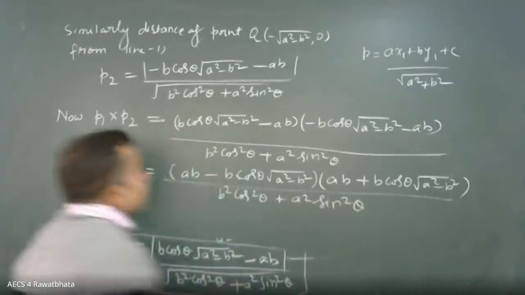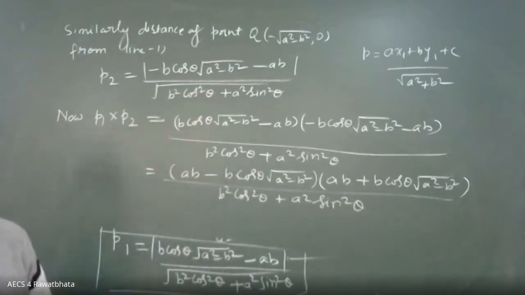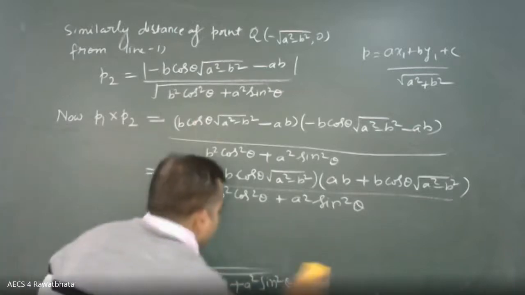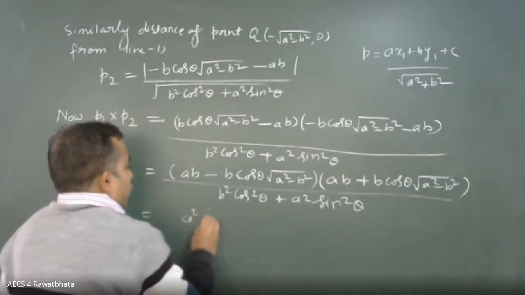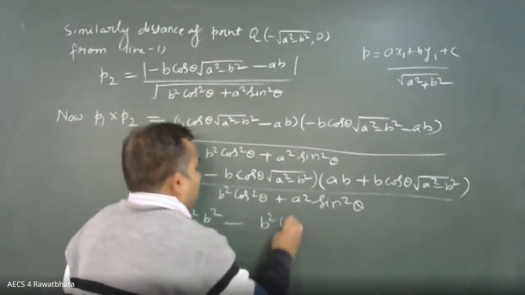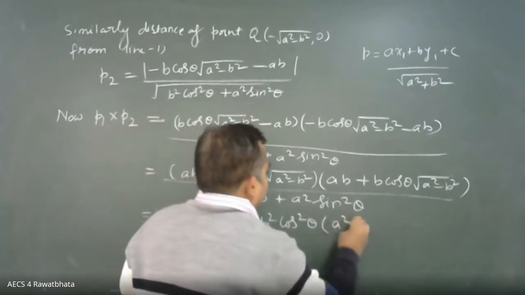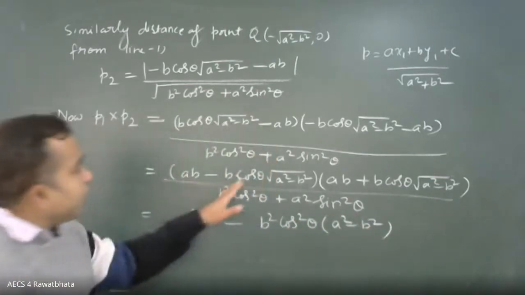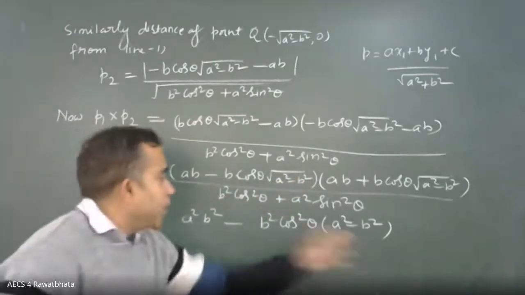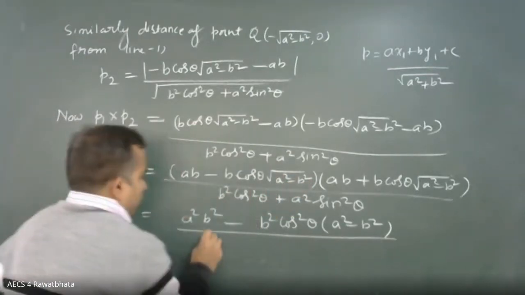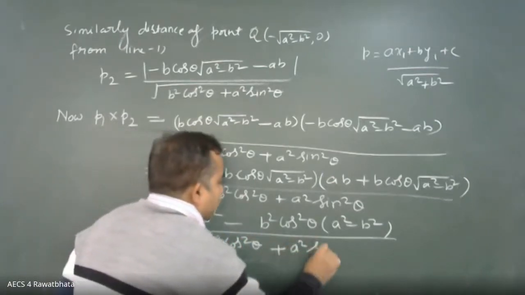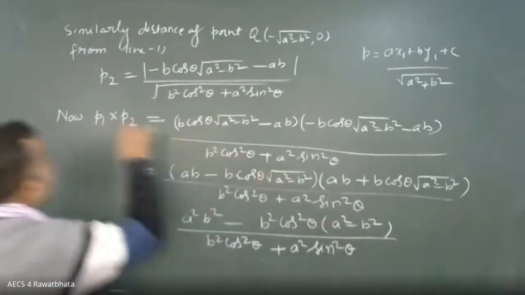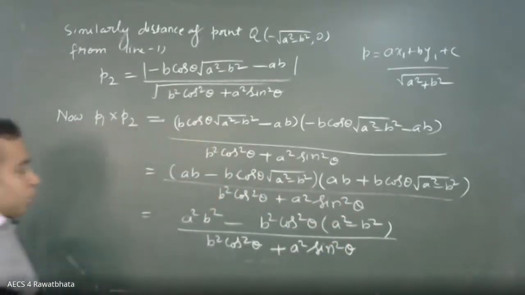So in the numerator you can see this is x minus y into x plus y. Is this clear, students? This is x minus y into x plus y equal to x square minus y square. Let us do a square b square minus b square cos square theta into a square minus b square. The root will disappear. I have done x minus y into x plus y is x square minus y square, whole upon as it is. Remember our target. Our target is to bring this entire product P1 P2 equal to b square. Okay, let us see.